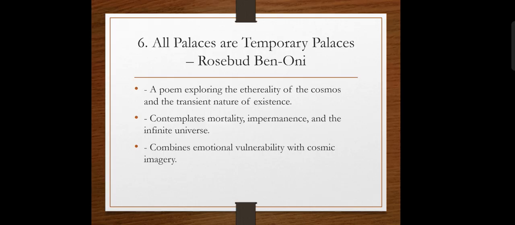Next, we have a poem written by Rosebud Ben Oni, which is named All Palaces Are Temporary Palaces. So this is a poem that invites readers to contemplate the cosmic scale of existence and the temporary nature of human constructs. Look at the title, All Palaces Are Temporary Palaces. So a palace is a symbol of grandeur.